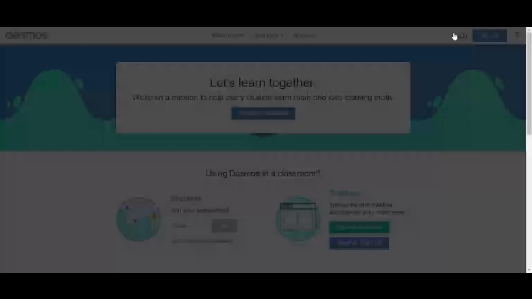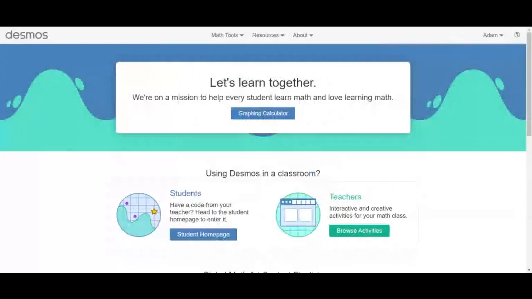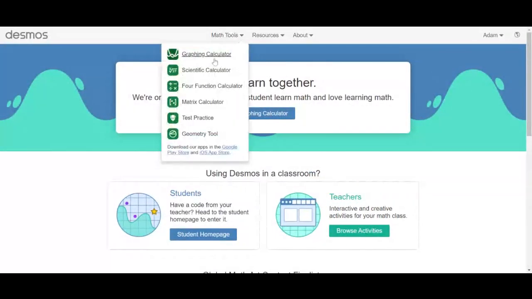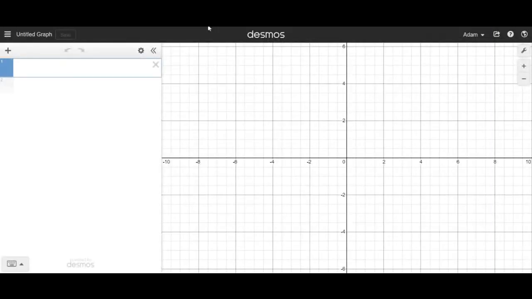All right, let me share my Chrome tab. There we go. All right, so I'm going to log in. You don't have to log in again, you don't have to. Here's the graphing calculator. Here it comes, and it's here. So what I'm going to do now is this. Let me get to that graph we just looked at.